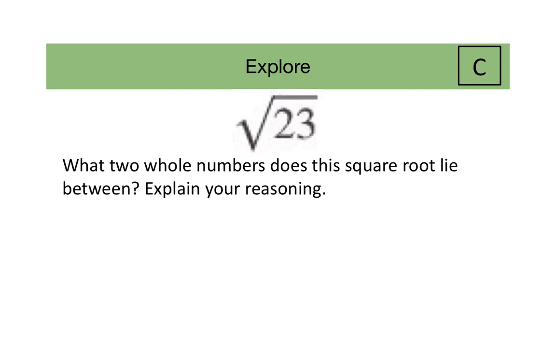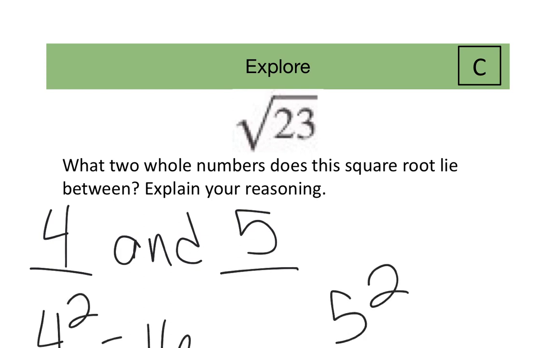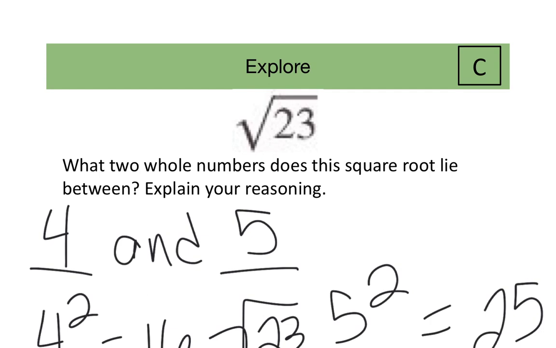So this can be a we do, and students should get that the square root of 23 is between 4 and 5. And their reasoning should be that 4 squared is equal to 16 and 5 squared is equal to 25, so square root of 23 has to be between those two numbers.